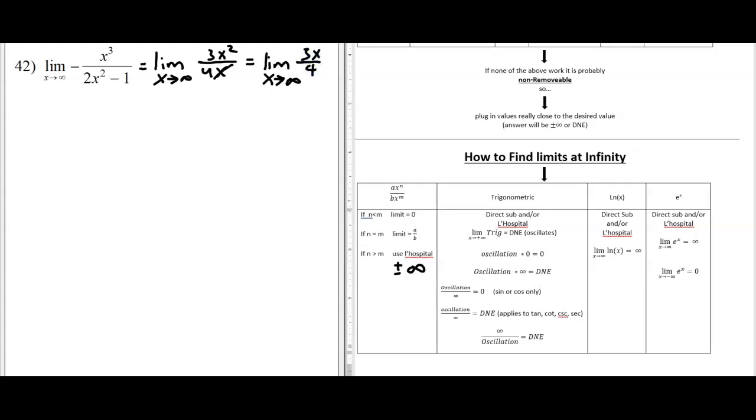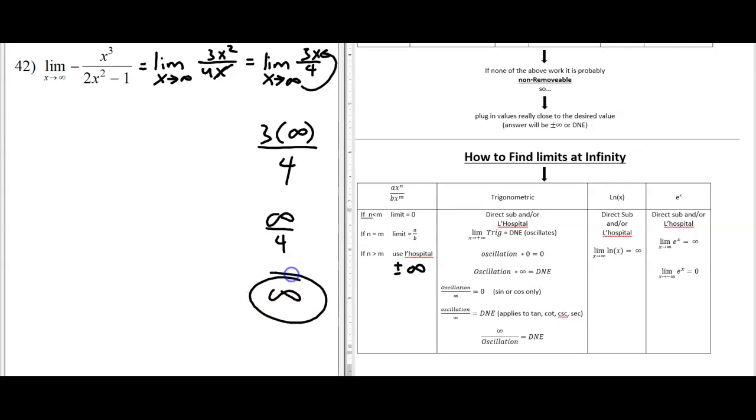Now let's go ahead and do our direct substitution. We have 3 times infinity over 4. Well, that's infinity over 4, and infinity divided by 4 is infinity. So the answer is positive infinity.